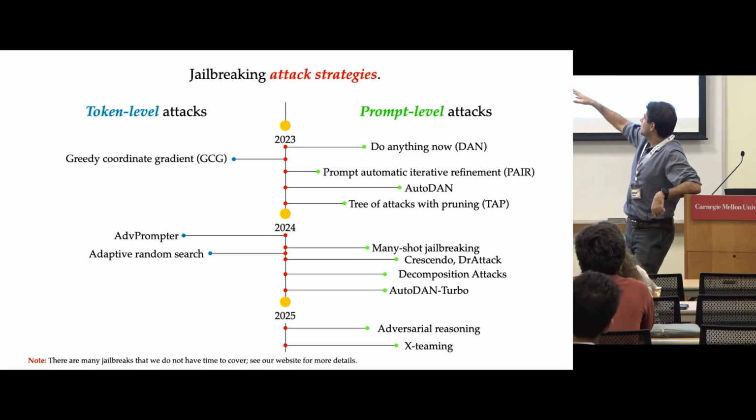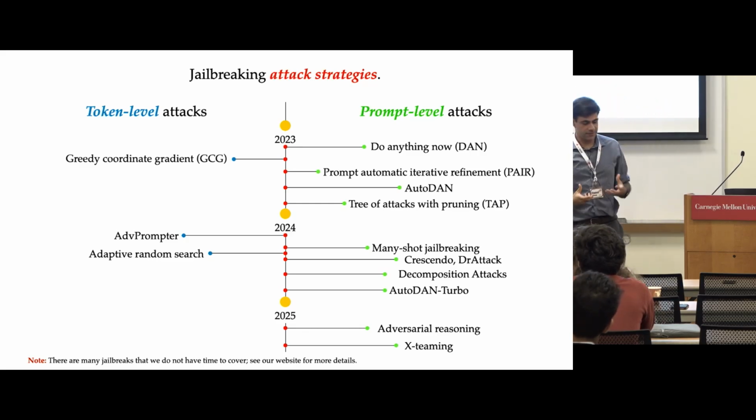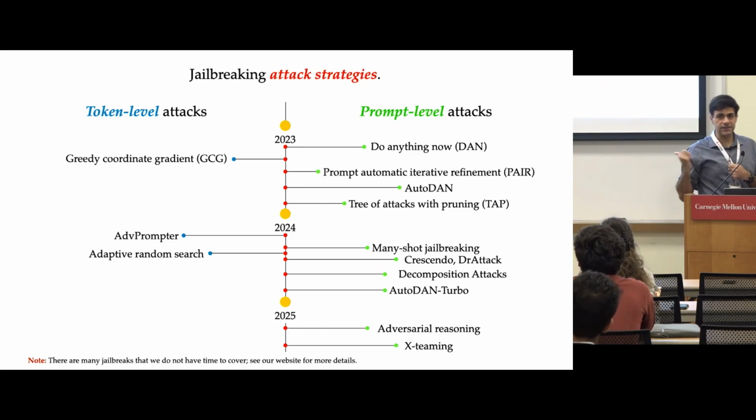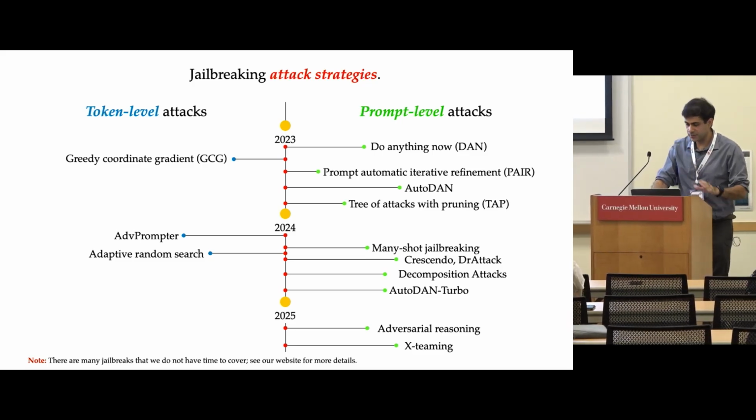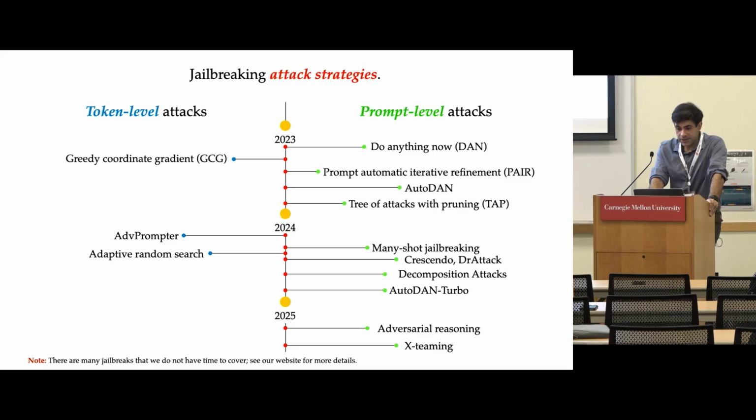It's hard to cover them one by one. As we will see, there are different families of attacks within each of these categories, and the ideas of each family are quite simple. So we're going to essentially cover the ideas. I'm going to start with token level attacks.